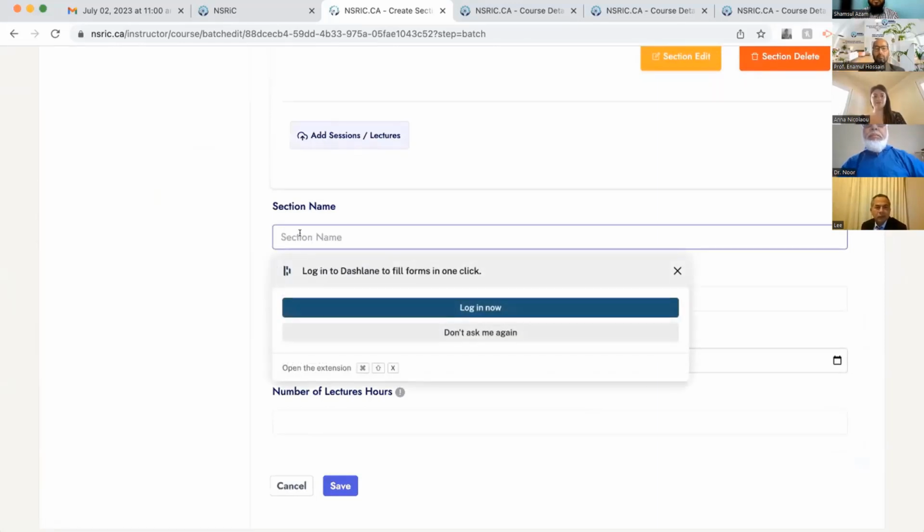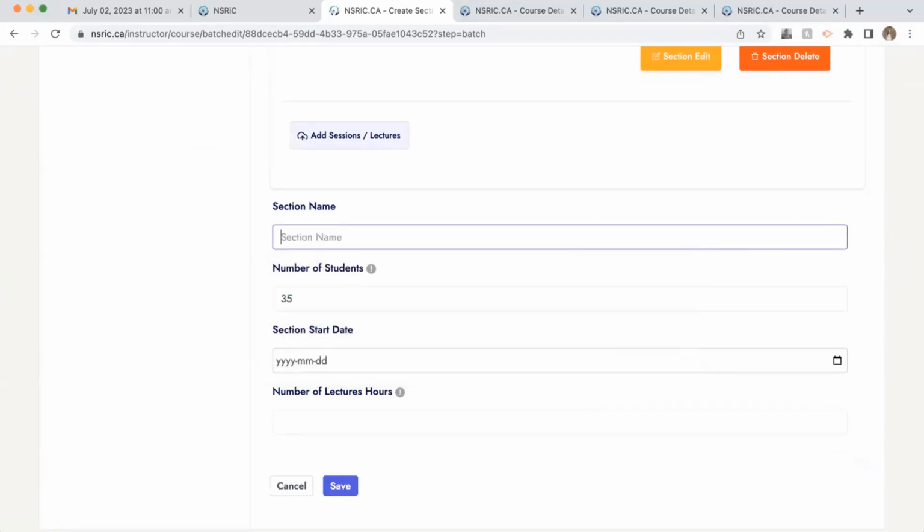For section name, rather than just writing 1 or 2, you actually want to write section 1, section 2. So I'm going to write section 2. The number of students is automatically filled in at 35. You can change it, but we do recommend capping it at around that 35 mark, because that's enough students that a lot of people are able to enroll. But if too many students enroll, then it can be a little bit harder to teach the class, especially since you're going to get more questions, more this, more that. So at that point, we recommend starting a second section if you're able to, if there's more interest but your class is getting full.